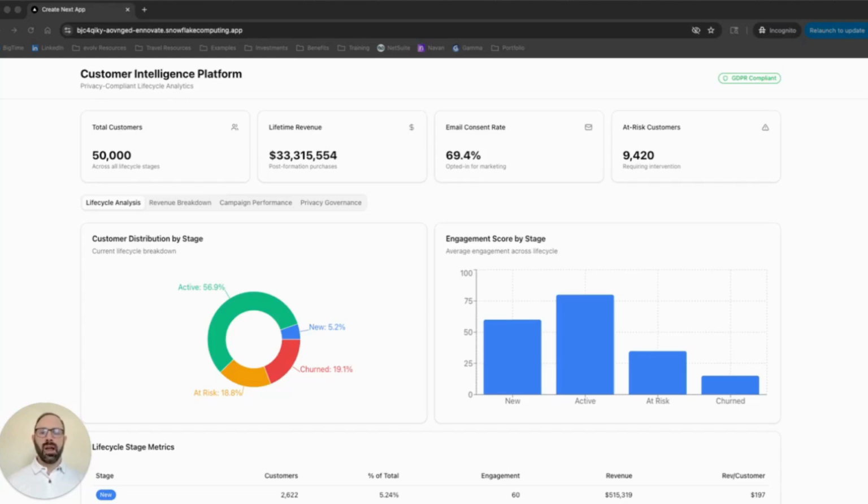The goal of this platform is simple: bring that lifecycle data together so teams can identify risk earlier, uncover growth opportunities, and drive more value from the customers they already have.